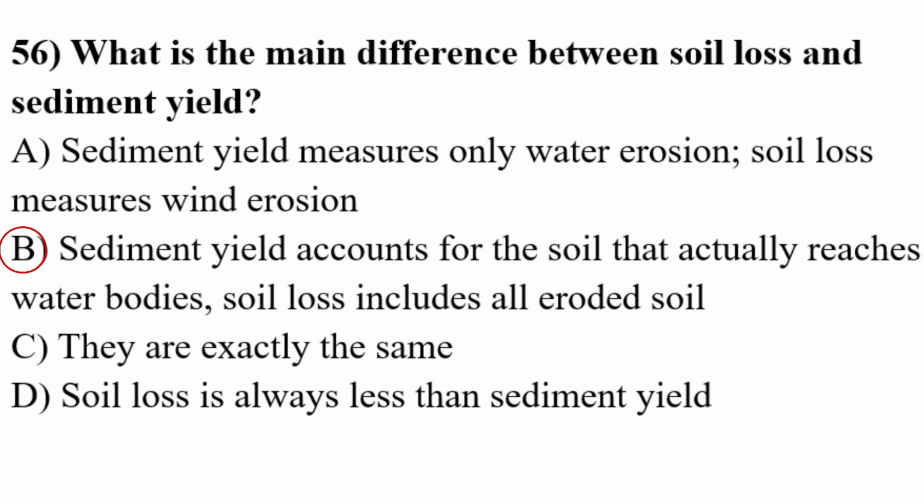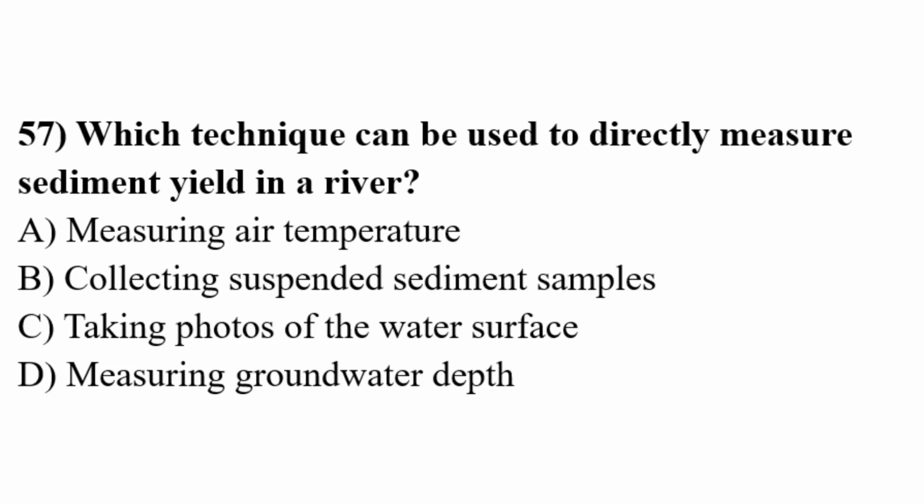Answer: B. Sediment yield accounts for the soil that actually reaches water bodies, soil loss includes all eroded soil. 57. Which technique can be used to directly measure sediment yield in a river? A. Measuring air temperature. B. Collecting suspended sediment samples. C. Taking photos of the water surface. D. Measuring groundwater depth.